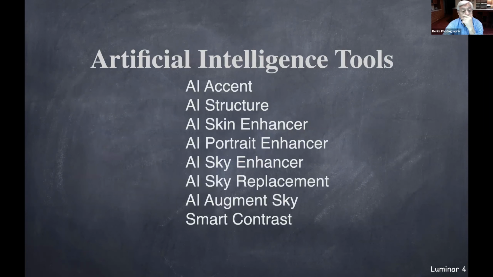Here are some of the artificial intelligence tools in Luminar 4. There's AI Accent. We'll see what that's like. AI Structure. There's a skin enhancer, a very, very good portrait enhancer. There's a sky enhancer. There's actually a sky replacement tool. And there are things to augment the sky, and the smart contrast, which is also great.